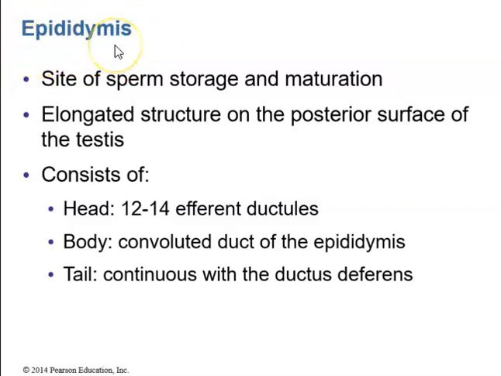So the epididymis is the site of sperm storage and maturation. So this is where sperm is stored and matured. The epididymis is an elongated structure. It looks like a worm on the posterior surface of the testes and consists of a head, a body, and the tail. Now the head has about 12 to 14 efferent ductules. The body is a convoluted duct of the epididymis, and then the tail is continuous with the next structure, which is the vas deferens or ductus deferens.